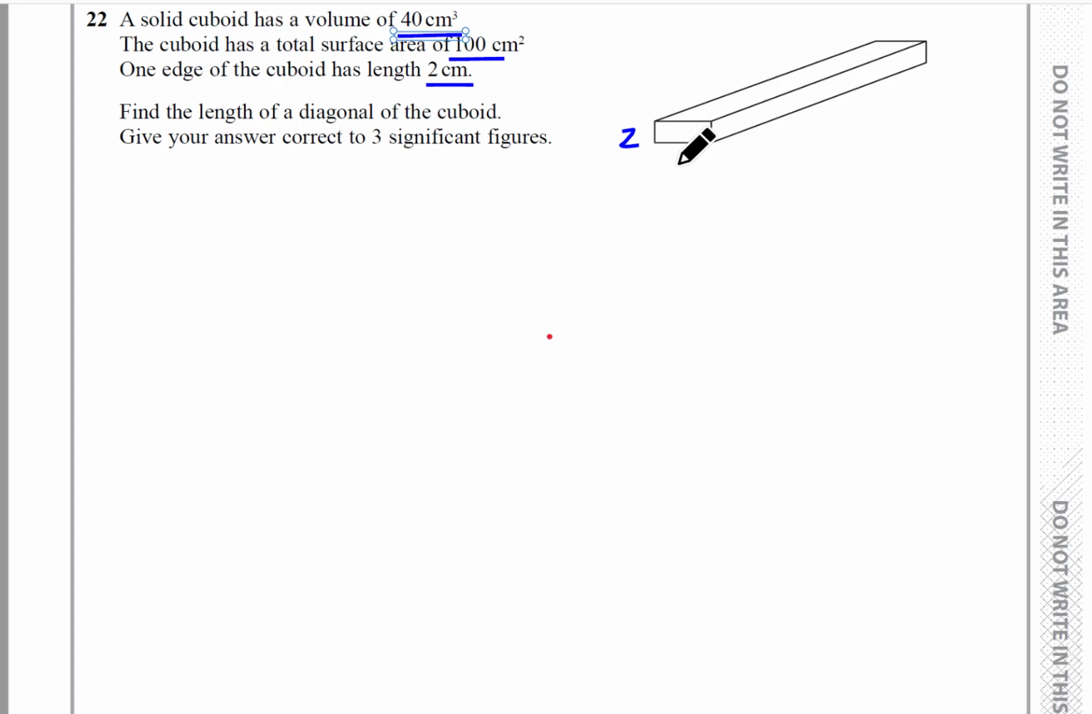Now we could call this length x and y and use algebra to work this out. I'm not going to use x and y for now because it just looks like a times symbol sometimes, so I'm just going to use A and B. So we know the volume of a cuboid is going to be 2AB. That's going to be the volume.